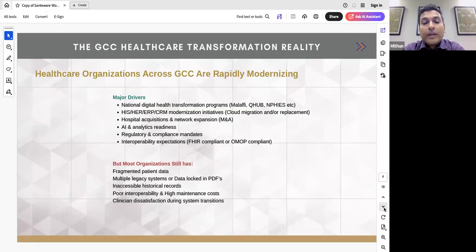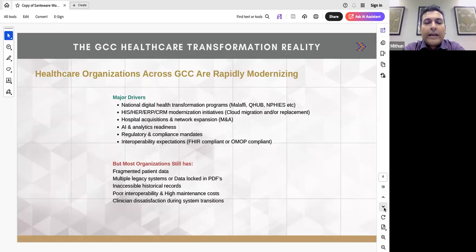So we are seeing a lot of health information exchange or HIS, ERP, EMR, CRM modernization initiatives, which also is one of the drivers for healthcare data ecosystems to be looked into. The other drivers are hospital acquisitions and network expansions. Now, this is more applicable for larger entities, which is in a spree. For example, Mubadala Group in Abu Dhabi is in a spree of acquiring more and more primary and tertiary care hospitals, and that comes with its own challenge. That is another area that is driving need for a platform like Data Hive.